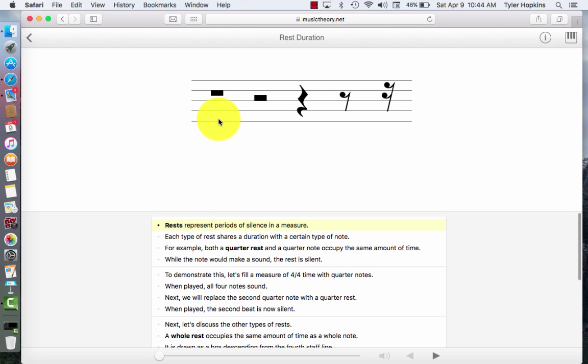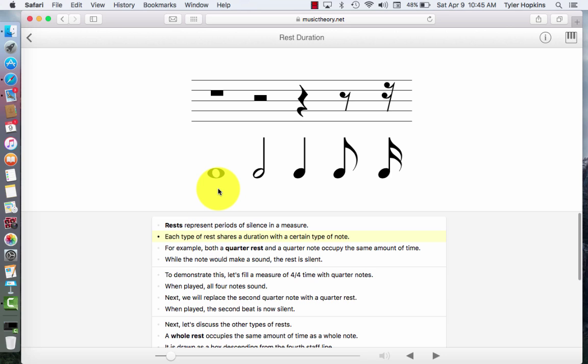On the screen you see above, these are rests. There are 5 of them, as you can see, 1, 2, 3, 4, and 5. Rests represent periods of silence in a measure. Also, it helps with anticipation for the next note. Each type of rest shares the duration within a certain type of note.